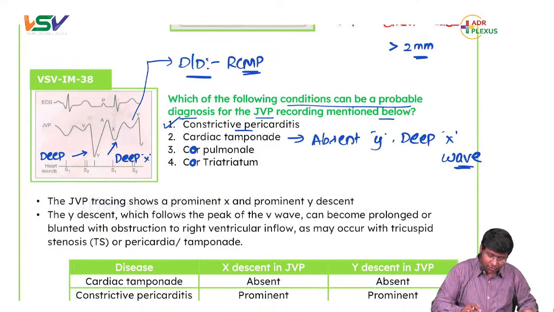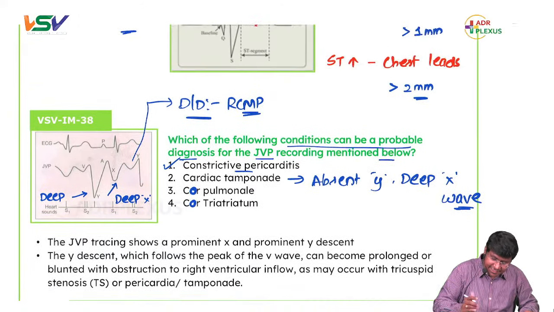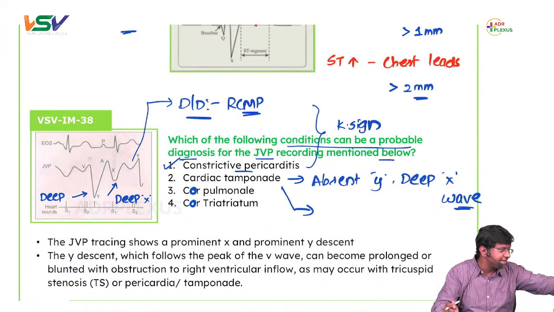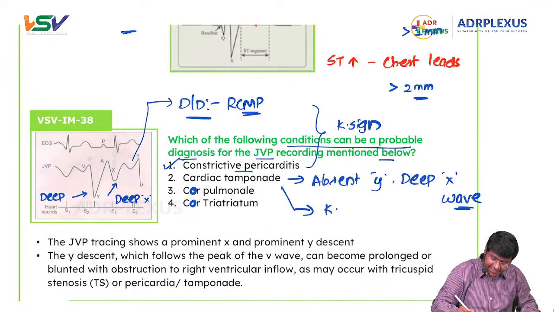Now in constrictive pericarditis as well as restrictive cardiomyopathy, you have the presence of the Kussmaul sign. What about in cardiac tamponade? Is Kussmaul sign present or absent? Very good. So Kussmaul sign is absent in case of cardiac tamponade, right?